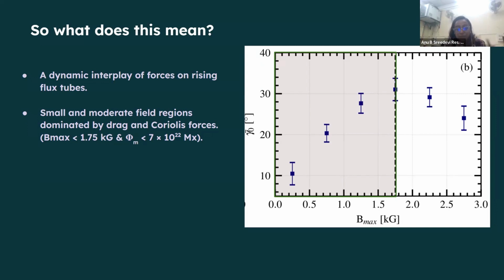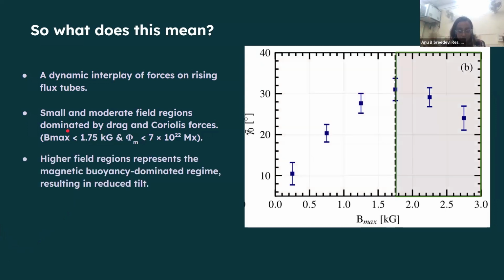So these will be the BMRs which will roughly have a maximum magnetic field less than 1.75 volts. But in the case of higher flux regions with a stronger magnetic field in the convection zone, they will rise quickly, and the Coriolis force will not have enough time to tilt them, and we will call that a magnetic buoyancy dominated region. So this is the whole picture of what is happening in the rising flux tube.